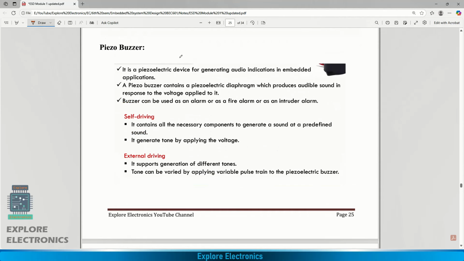Then comes the Piezo buzzer. There is an output device called buzzer. Buzzer will make a sound, or we'll be using it for some operation, right? Means to give some indication, right? So this will be a piezoelectric device generating audio indications. So the Piezo buzzer contains a piezoelectric diaphragm, which produces audible sound when we give some external voltage to it. So buzzer can be used in alarms. Okay, it will be a fire alarm or intruder detecting system. One is self-driving, another one is external driving. Self-driving in the sense, it will generate a predefined sound by applying the voltage. Okay.